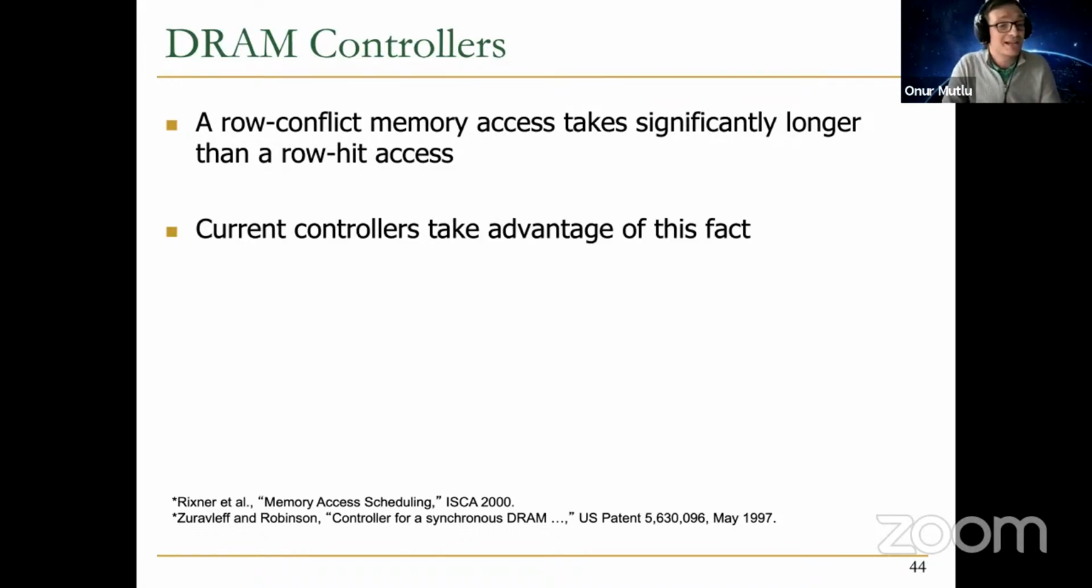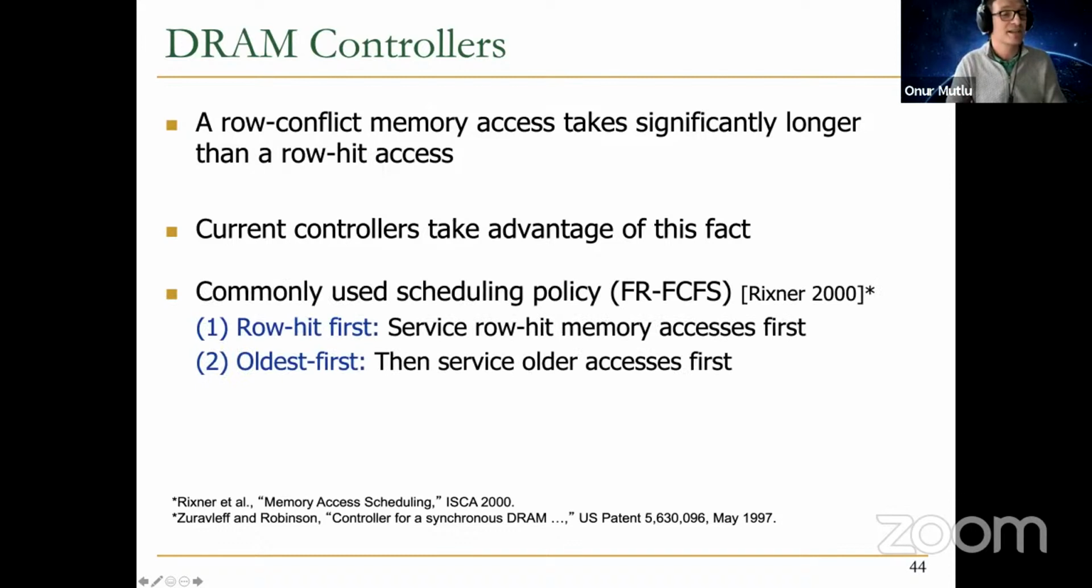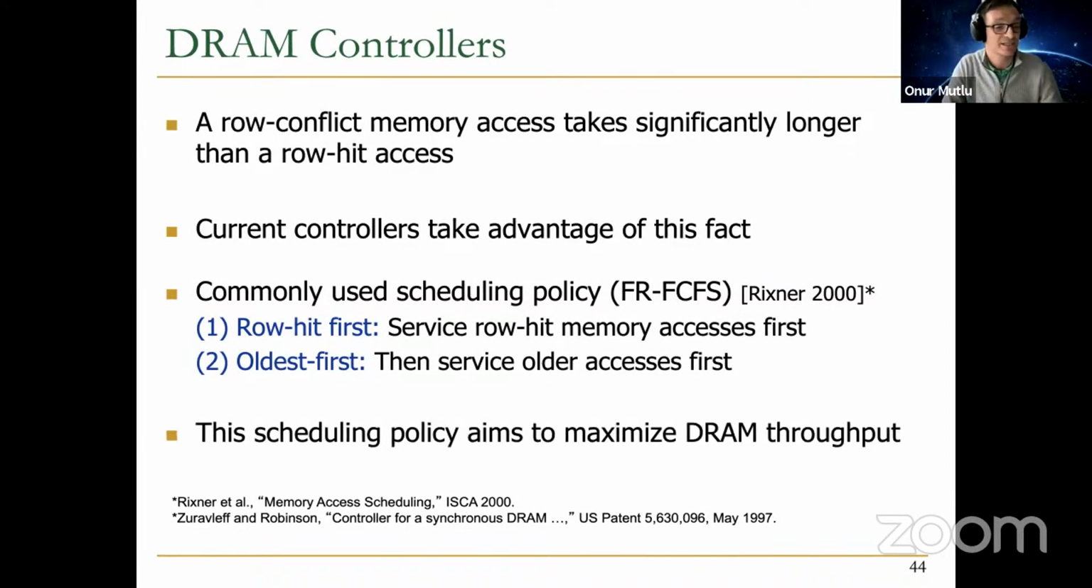And current controllers are designed to take advantage of this fact. In fact, in single core controllers, this was the mindset: because row hit accesses are much faster, prioritize row hit accesses over the other accesses. There's a commonly used scheduling policy called first ready, first come, first serve, which prioritizes row hit accesses over others. And all else being equal, it prioritizes older accesses over others. It turns out both of these criteria actually lead to unfairness.